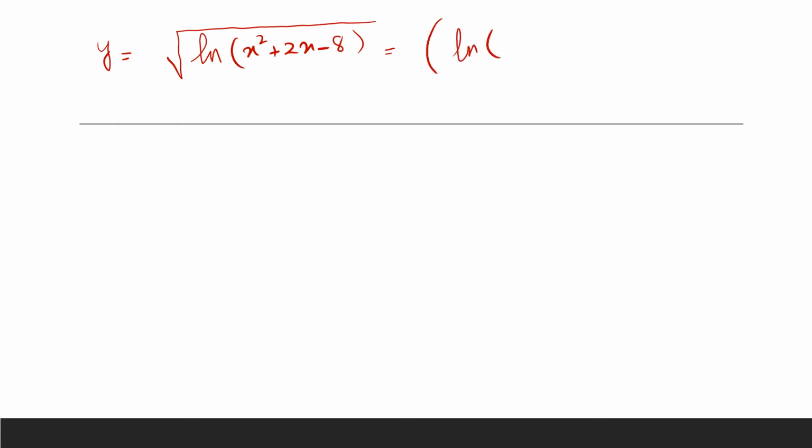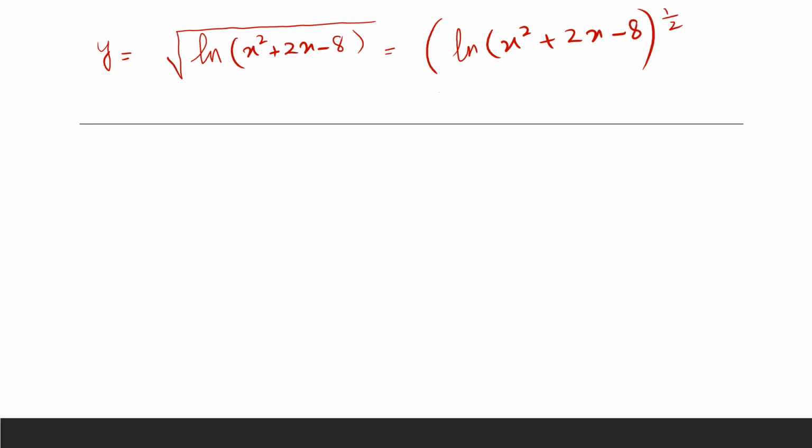Sometimes some complex functions are written, so try to understand those questions also. Like for example, if it is written ln of x squared plus 2x minus 8, and this whole thing is written under the square root. So what you will do, whenever you see the square root, of course you have to write it first in the form of a power, power half.